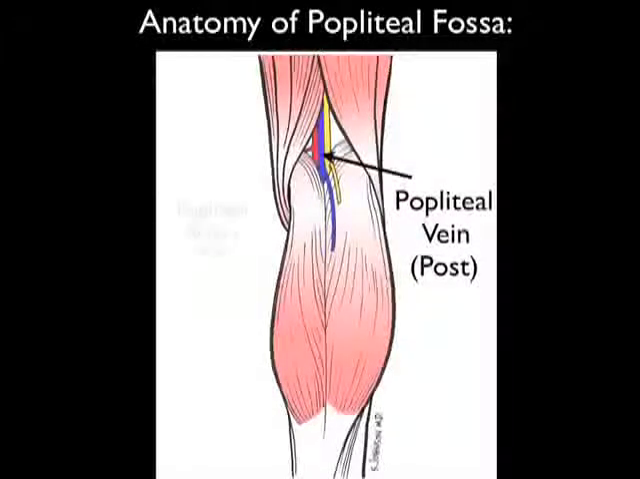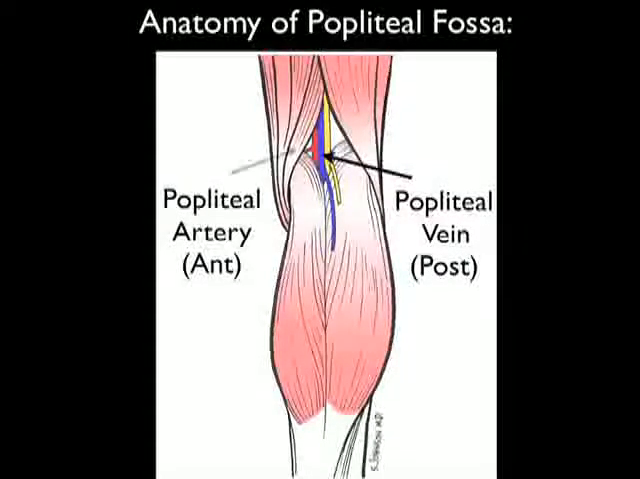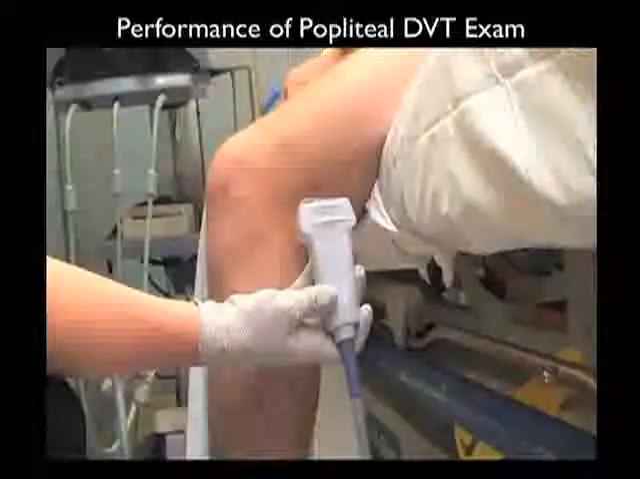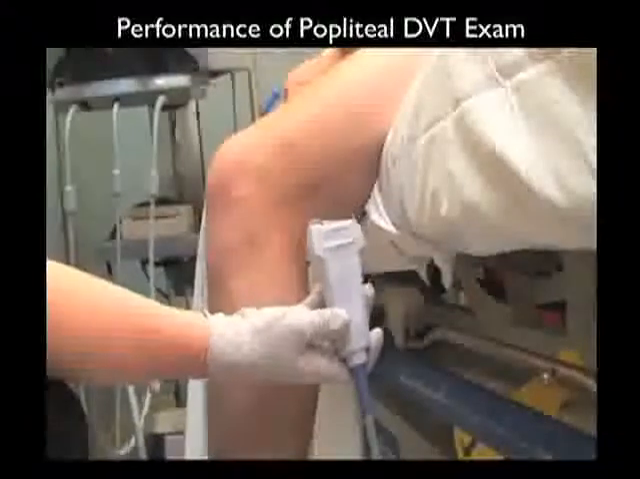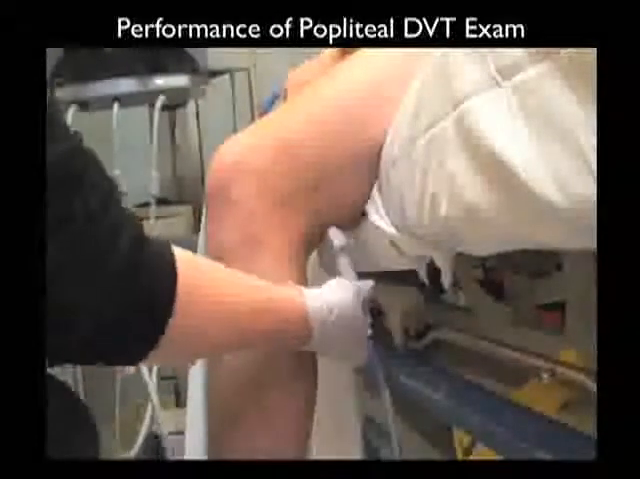We note here the popliteal vein and the popliteal artery. Remember that the popliteal vein is going to be in an orientation located more posterior to the popliteal artery, which will be located more anterior. Here's how to perform the focused DVT ultrasound exam looking into the popliteal fossa.